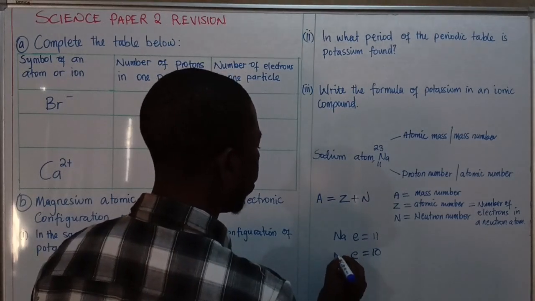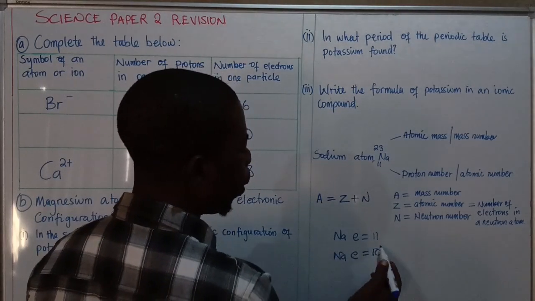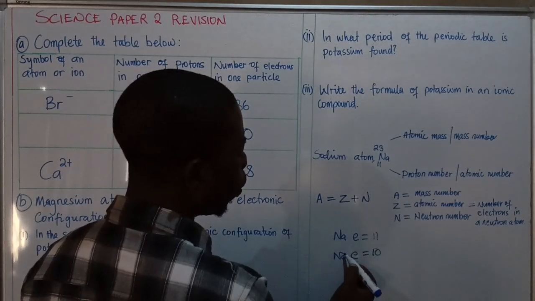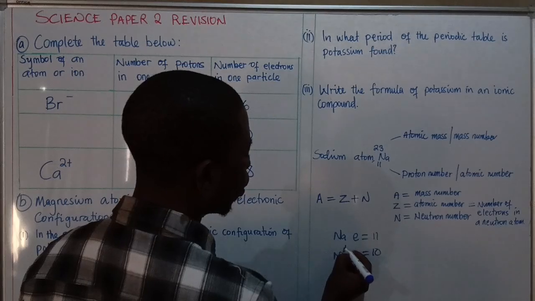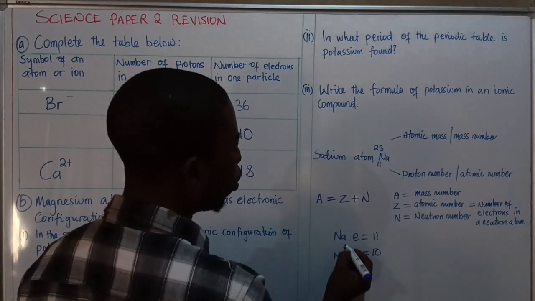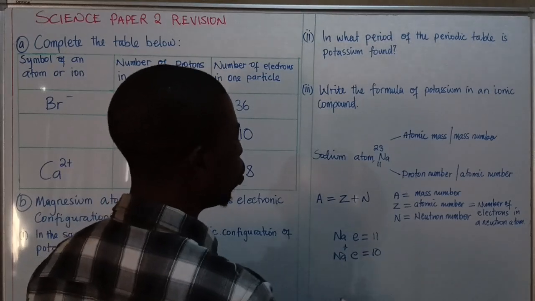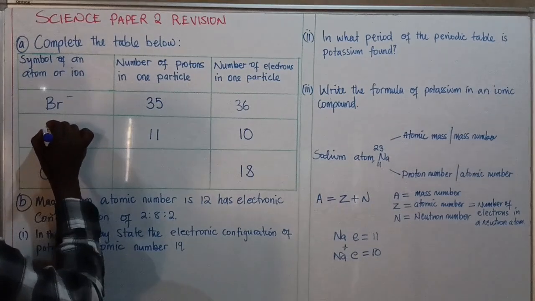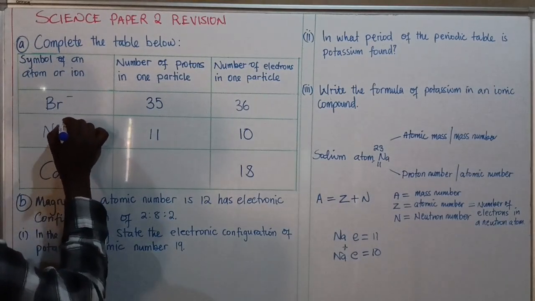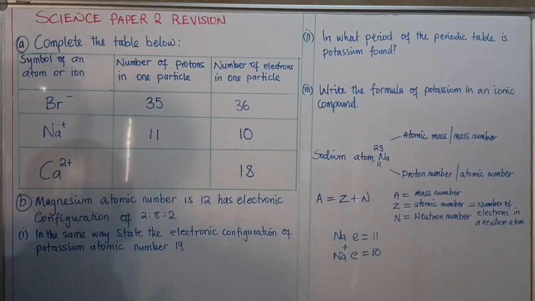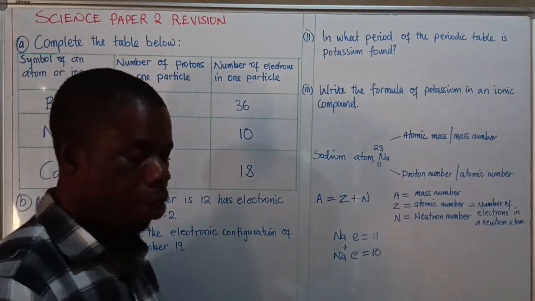So now what has happened? What has happened is that one electron was lost to reach here. So the symbol here now must be plus. If one electron is lost, then you put plus there. So meaning the symbol that you are going to put here is sodium plus like that. Okay? I hope this guys is making sense.